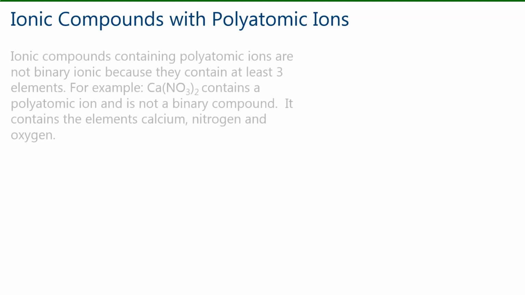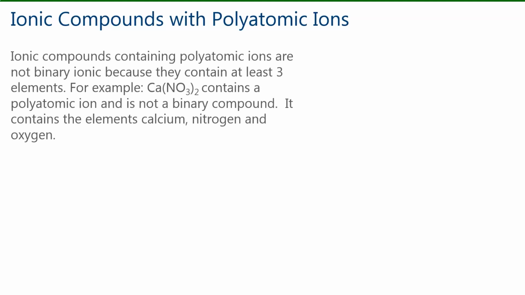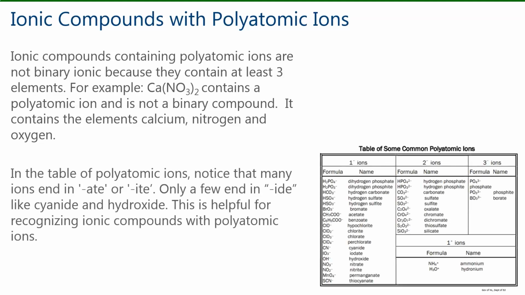For ionic compounds with polyatomic ions, remember that ionic compounds with polyatomic ions are not binary ionic because they contain at least 3 elements. For example, calcium nitrate contains a polyatomic ion and is not a binary compound. It contains 3 elements. It has calcium, nitrogen, and oxygen. When you refer to the table of polyatomic ions, notice that many of the ions end in ate or ite. Only a few end in ide, like cyanide and hydroxide. This is helpful for recognizing that ionic compounds contain a polyatomic ion.